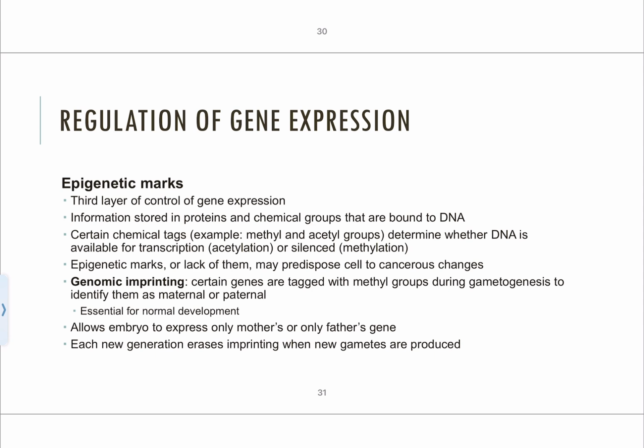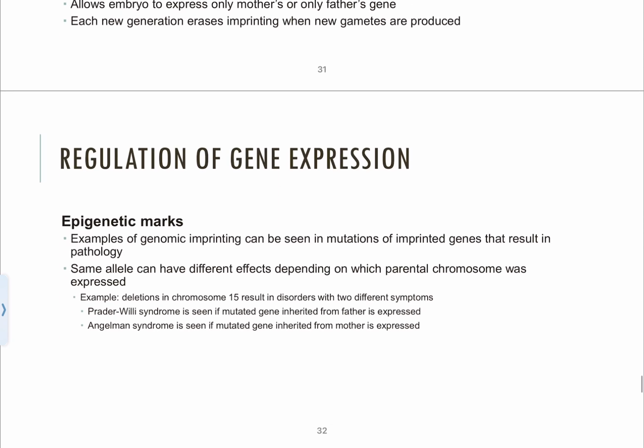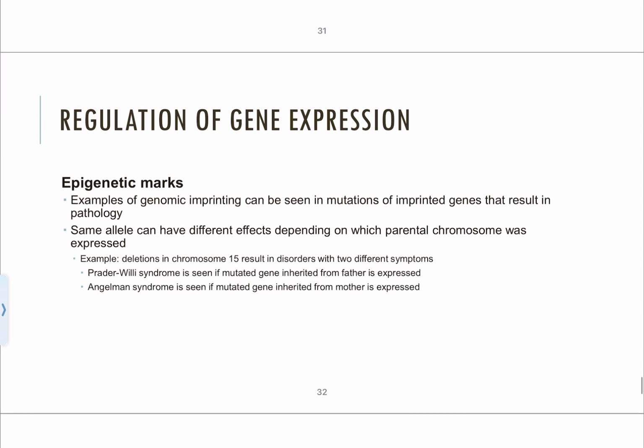We have genomic imprinting, where certain genes are actually tagged with methyl groups during gametogenesis to help identify them as either being maternal or paternal. So these are essential for normal development and allows the embryo to express only either the mother's or the father's gene. Each new generation erases the imprinting when new gametes are produced.